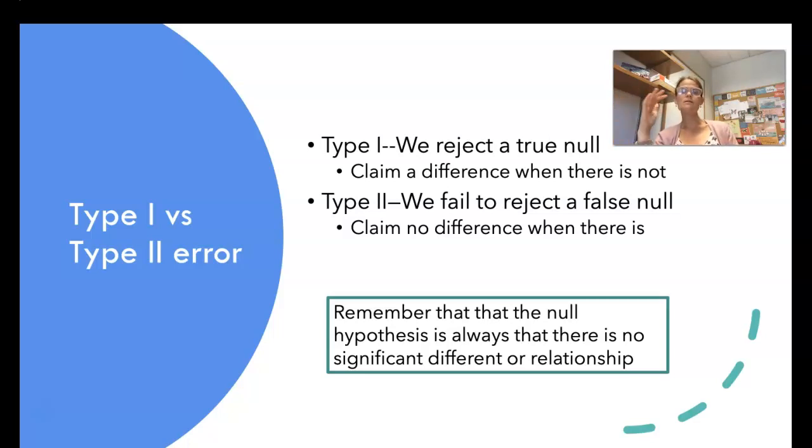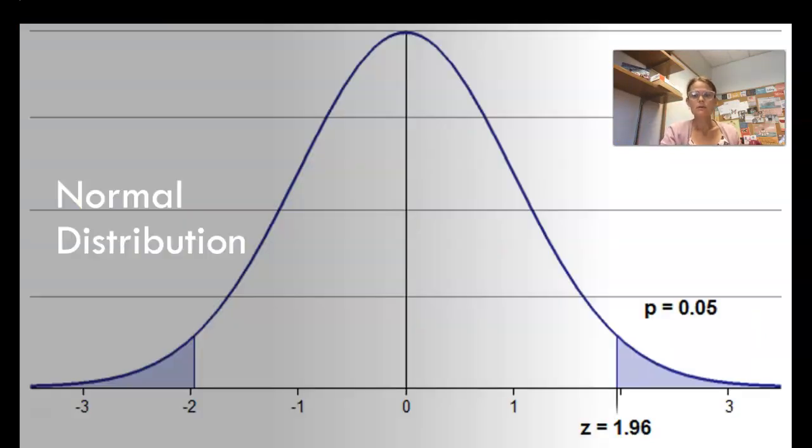Remember, the null hypothesis is always that we start with the idea that there is no significant difference or relationship between variables. So in the political realm, the null is that there is no difference in the likelihood percentage of people that are going to vote for Biden versus Trump. They're basically in a statistical dead heat. Now, let's say there actually was a difference, and I said that no, they're the same, we would have a type 2 error.